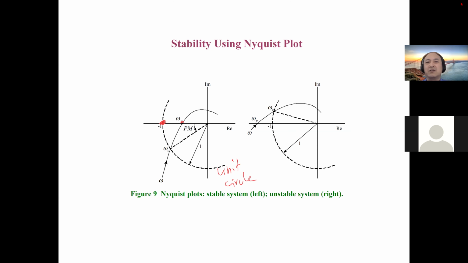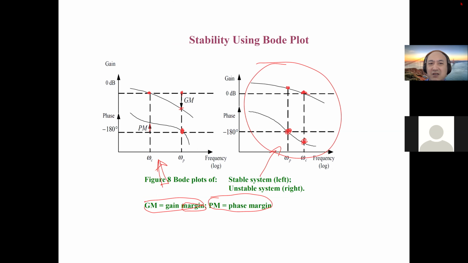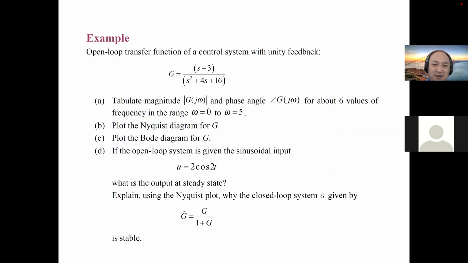In this case, the curve is encircling this point, and this one is not encircling it. If you encircle this point, the system is unstable. So you can see the Nyquist theorem is consistent with what we argued here, okay? It's not hard to understand.